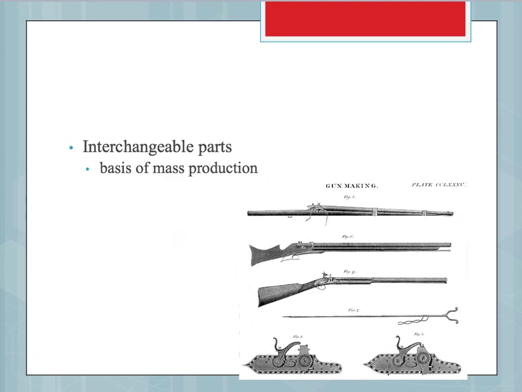Whitney also comes up with the concept of interchangeable parts, which is the basis of mass production. In other words, it means that you're making each individual component of a product separately. To give you an idea of how it worked before, if you had a gun and the trigger or a part on the gun went out or broke, you had to buy a new gun. Well, with interchangeable parts, you could now replace the individual part.